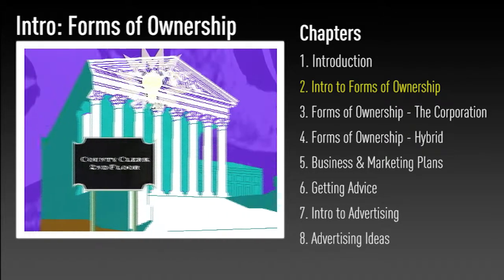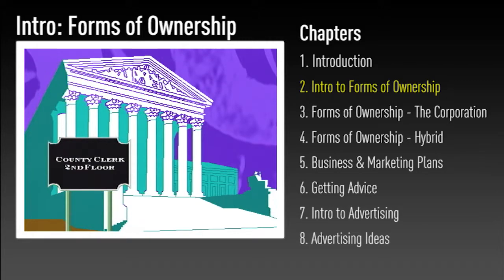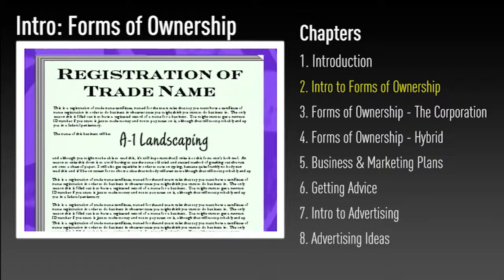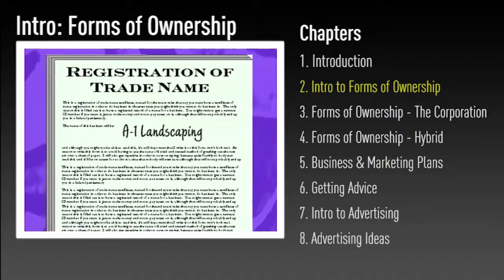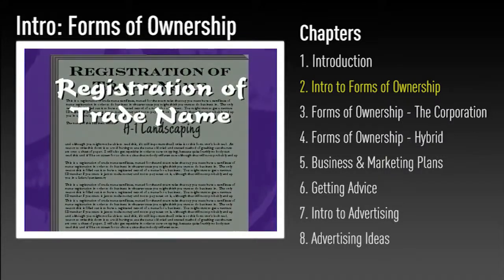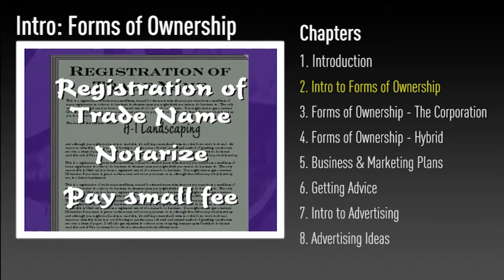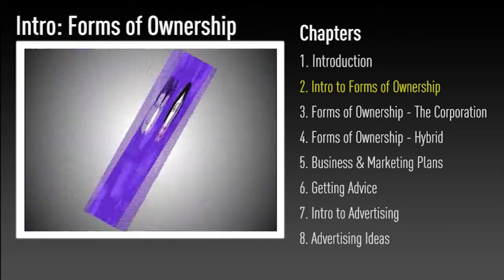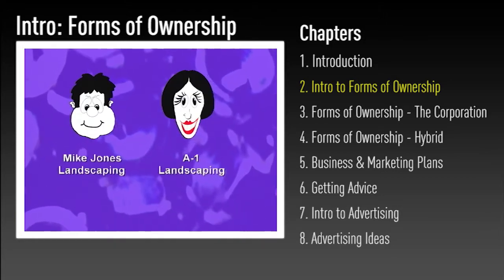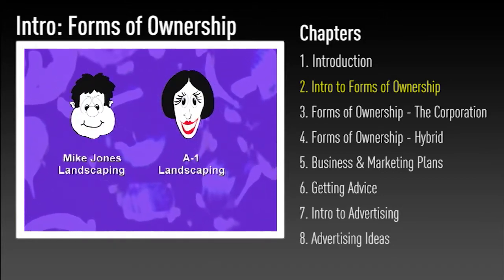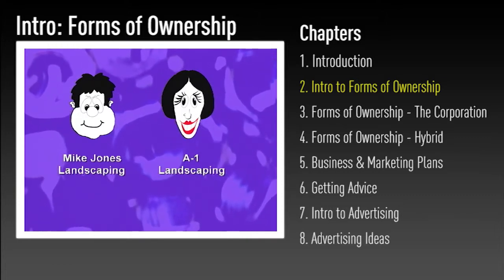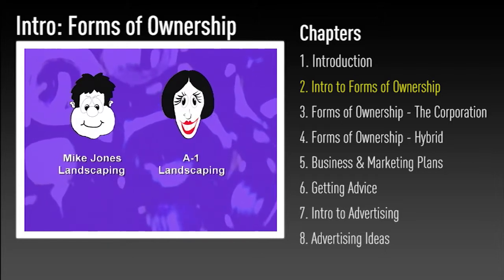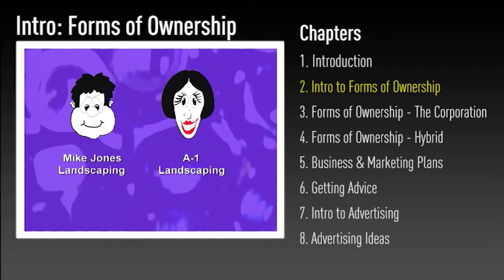She goes to the county clerk's office and registers the trade name A1 Landscaping. In most towns, you don't need an attorney to create a business name. You fill out a simple form called a registration of trade name, which you then have notarized, you pay a small fee, and you're in business. A1 Landscaping is now an individual legal entity. It can buy merchandise, pay taxes, and get sued. And because it's a sole proprietorship, the owner is liable for everything.